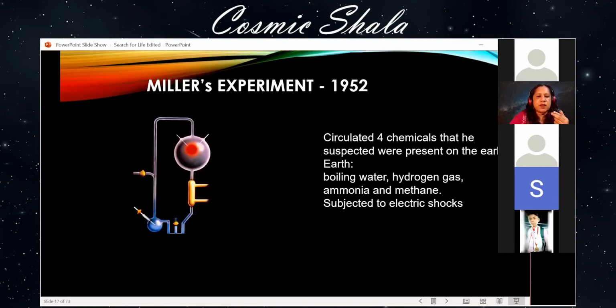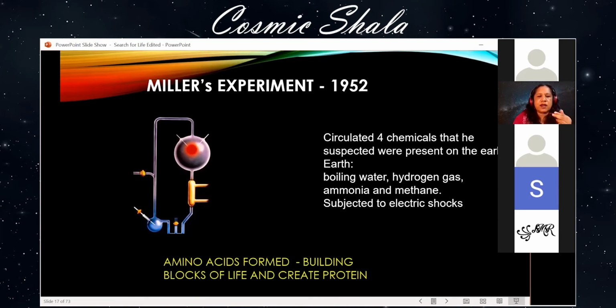What he did was he created a closed system where he took the chemicals that were present in early Earth, which, as I told you, was boiling water because it was lava and hot water. At that time, ammonia and methane were the gases present. And then he subjected this whole system to electrical shocks, because there was lightning. The electrical shocks were supposed to simulate lightning. And what did he find? He found that the color of this system changed into a reddish color.